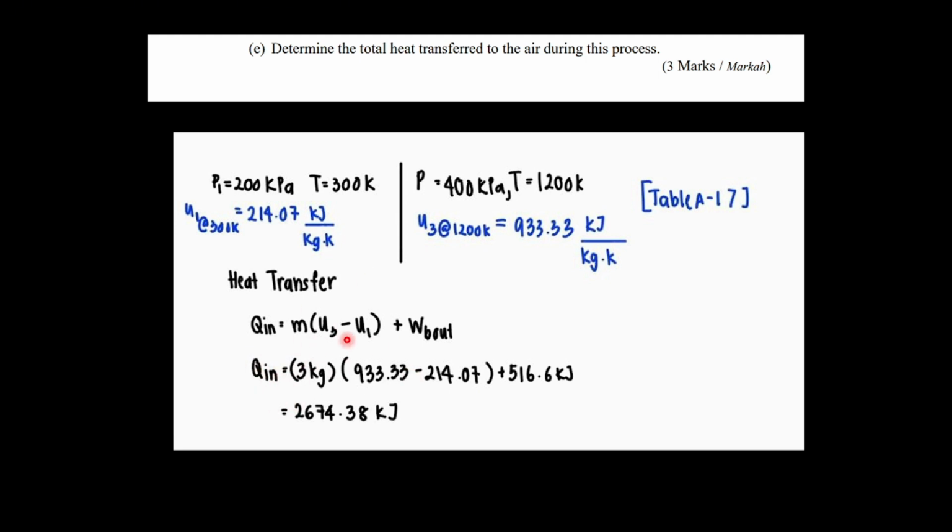So we put all the numbers into this formula. Q in equals 3 kilograms times 933.33 minus 214.07 plus 516.6 kilojoule. And then we get the answer, 2674.38 kilojoule. So that's all from me for this question.